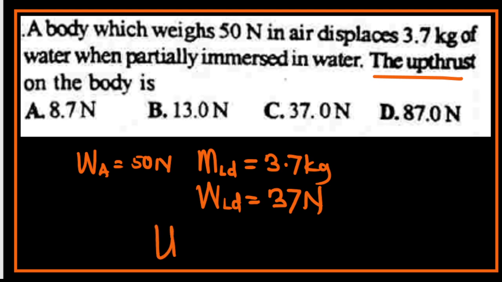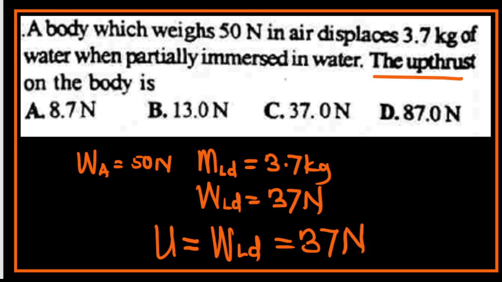Don't forget that according to Archimedes, upthrust is what? Weight of liquid displaced. That is 37 newton. So you are wrong. It is not 13 newton. The answer is 37 newton. You fell for a trap there. The answer is 37 newton, not 13 newtons. All right.